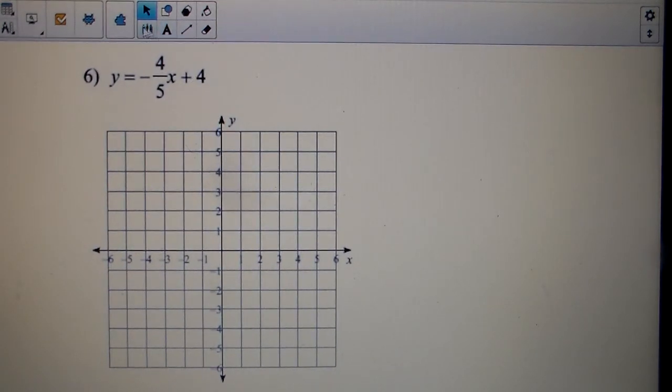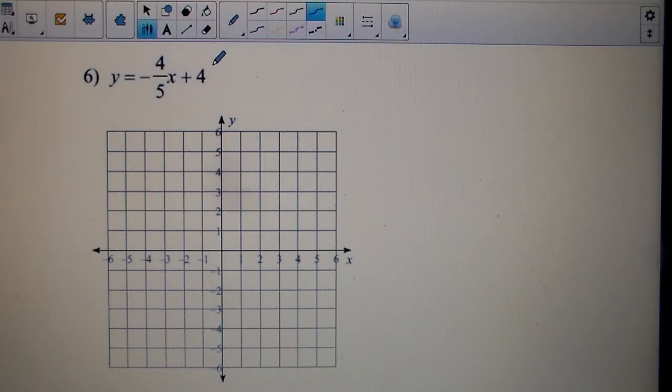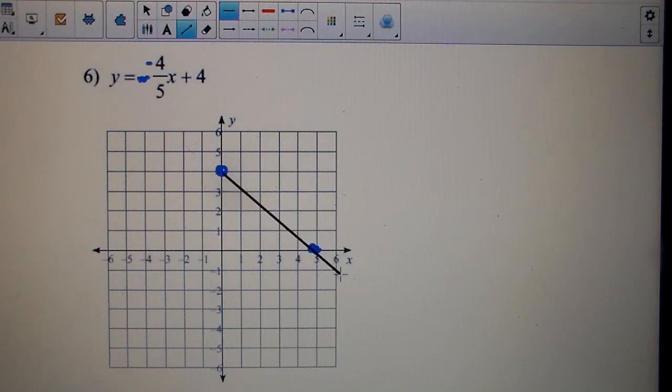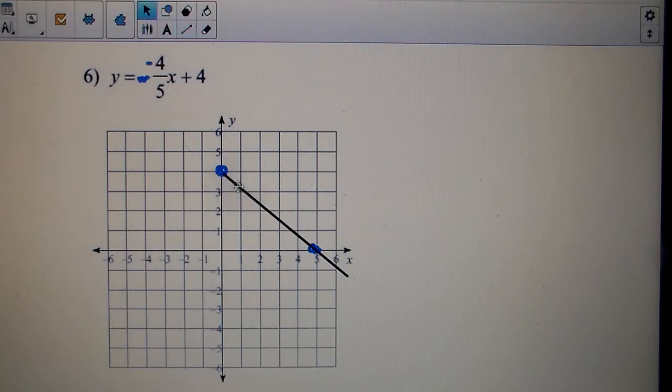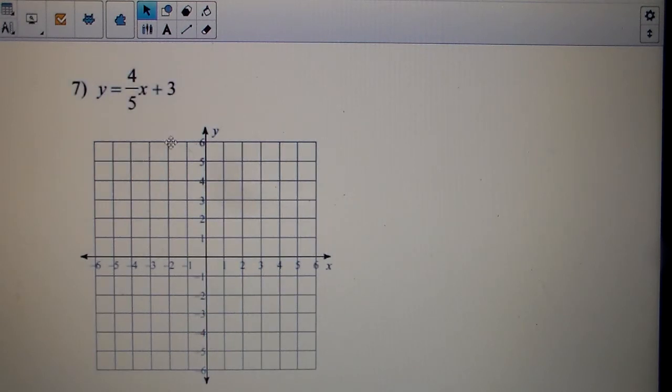Let's do this one. y equals negative 4 fifths x plus 4. So we plot a point at positive 4. This negative, I'm going to put it up top. So we have down 4 to the right 5. The reason why we do that is because that's what our slope is, down 4 to the right 5. And then connect those points. And we have our line in slope-intercept form, or given slope-intercept form.